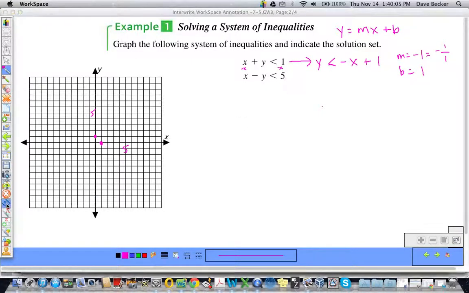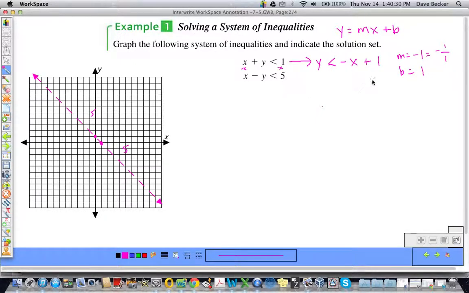So let me go to my line tool here, make sure that it is dashed, and I said I'd go pink. I have to sort of eyeball this line here. Let me see how well I can do. I think I've got it right, and hopefully it's going to go through those 2 points. Not bad, okay? So now I'm going to do a test point to do my shading.